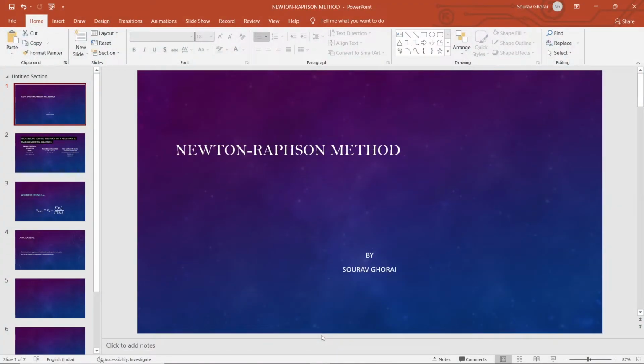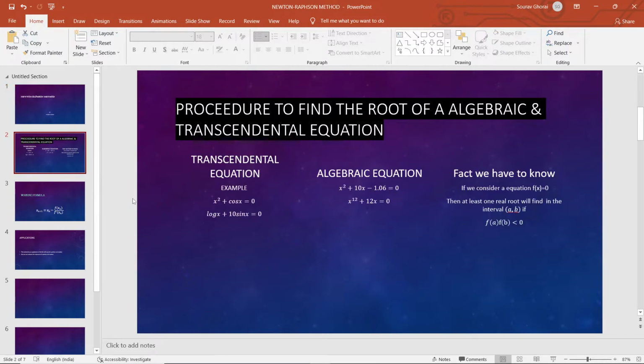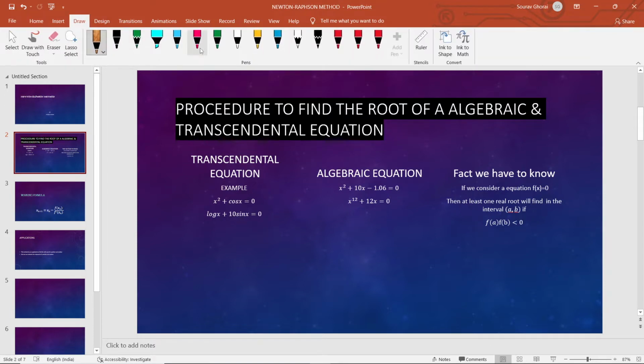So here guys, we will discuss today about the Newton-Raphson method. First of all, we have to know what the Newton-Raphson method is and what we can find by it. This is the procedure to find the root of an algebraic and transcendental equation. Now there is a question: what is a transcendental equation and what is an algebraic equation?